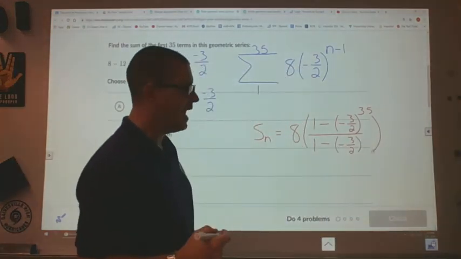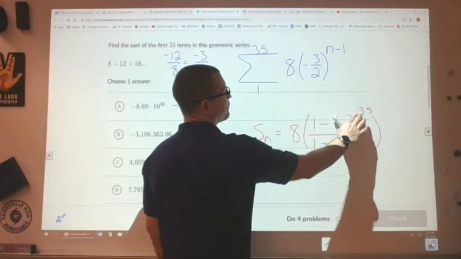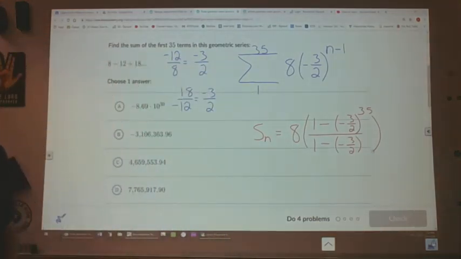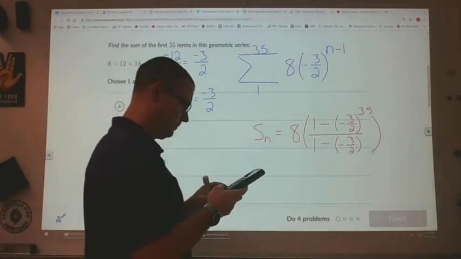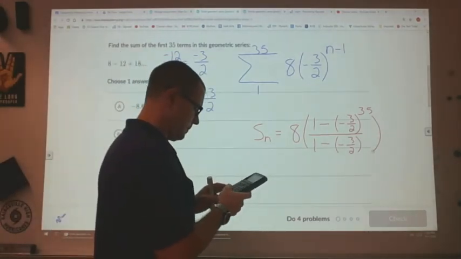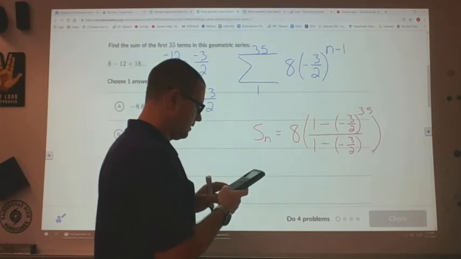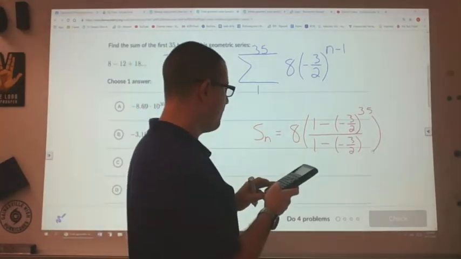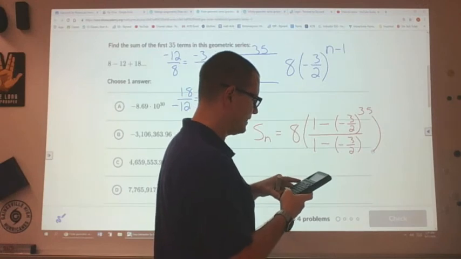And it's one thing at a time. So negative 3 over 2 to the 35th power. That's not going to come out nicely. Negative 3 over 2 to the 35th power. And then we'll do 1 minus that.